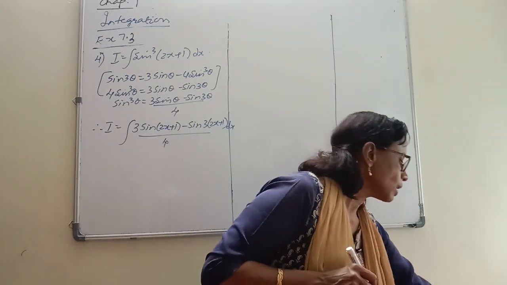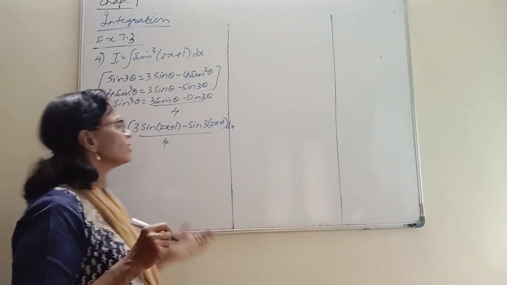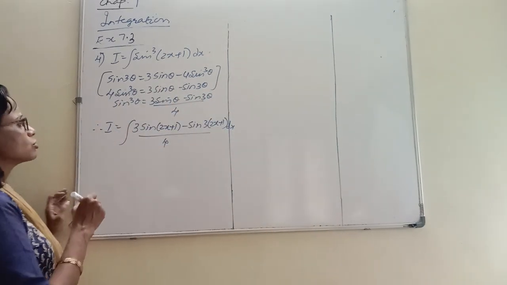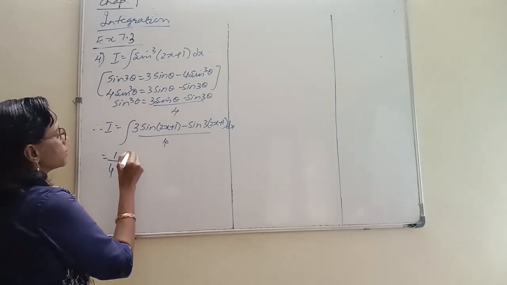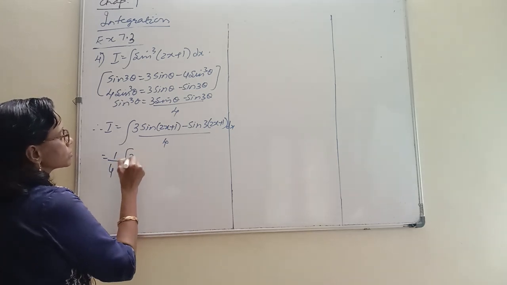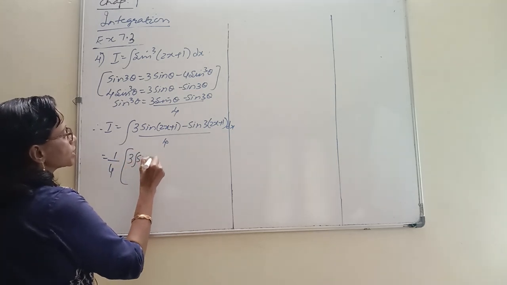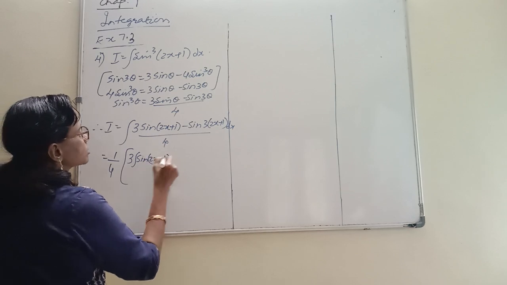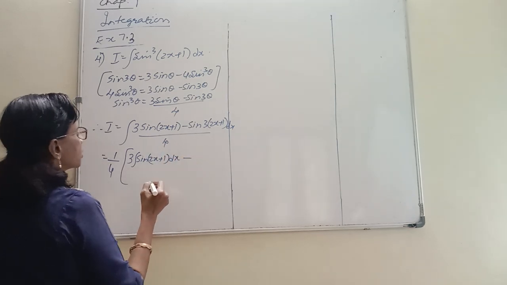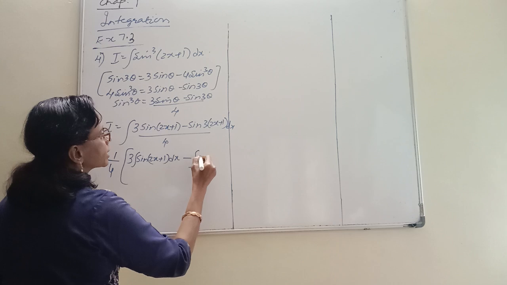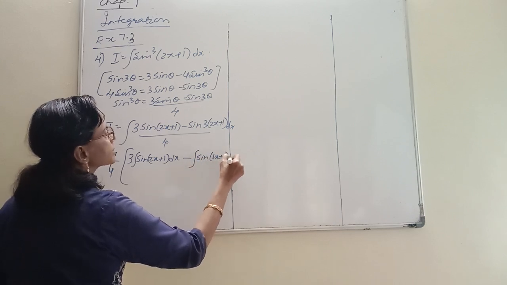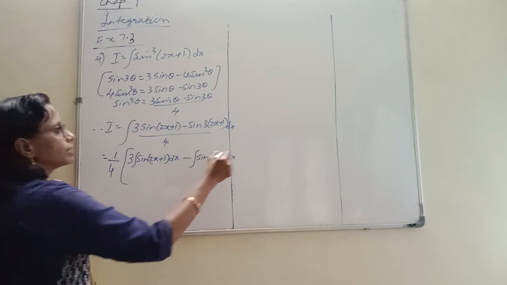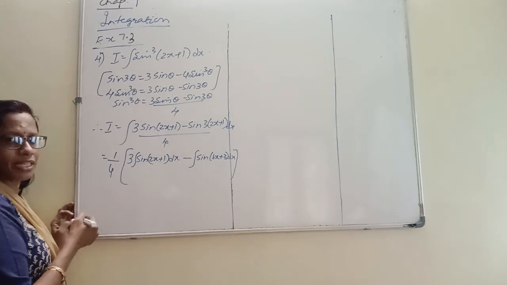Now we are going to apply the integral. It's very easy to apply the integral. Let's take the 1 over 4 outside. The first part of the integral is 3 times the integral of sine(2x plus 1) dx. And the second part of the integral is the integral of sine(6x plus 3) dx. Now it's very easy to get the integral.